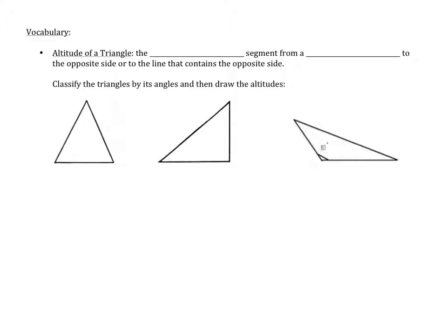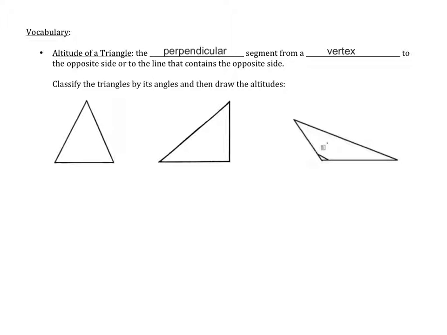Before we can move on, we have to talk about some more vocabulary. The altitude of a triangle is the perpendicular segment from a vertex to the opposite side or to a line that contains the opposite side. So here are 3 examples where we have an acute triangle, a right triangle, and an obtuse triangle.